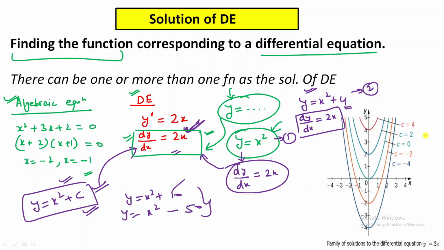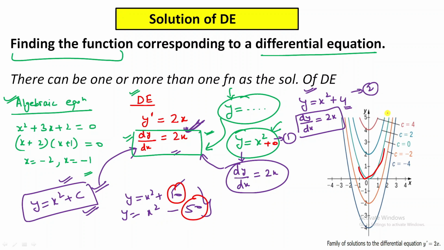Graphically you can see these are the different solutions that are possible for this. You can put c as anything, for example c as 0. If c is 0, that means y equal to x square. This is the equation, this parabola. This is also a solution. Or you can say y equal to x square plus 10, x square minus 50. These are the constant values.